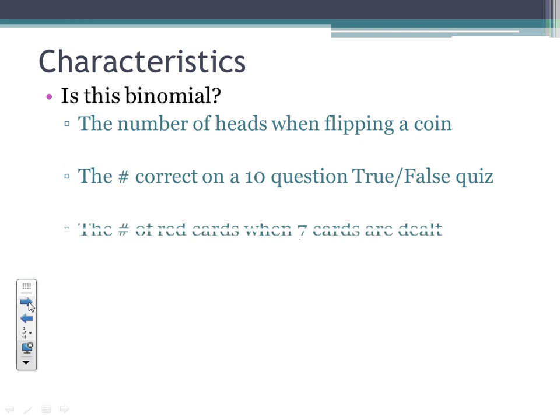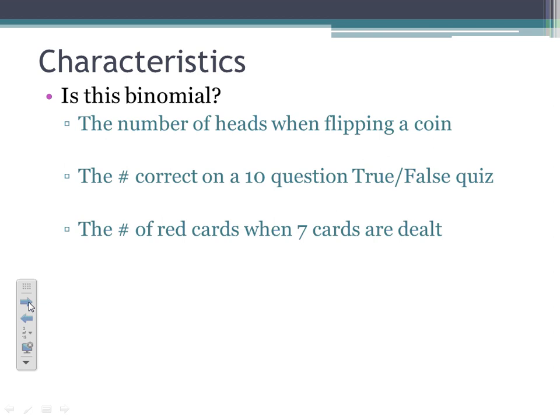So how about this one? The number of red cards when 7 cards are dealt from a deck. When you think about dealing cards, the question is, are those cards being replaced or not? Well, let's think about both situations. Let's say that the cards are being replaced. Would we have only two outcomes? Yep, they're either red or they're black.